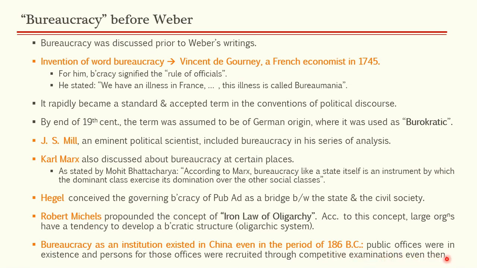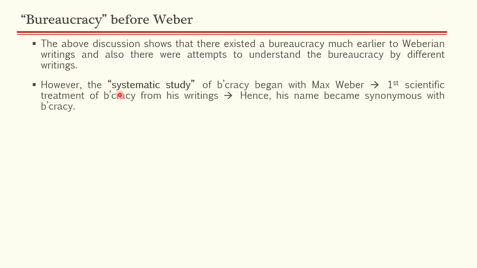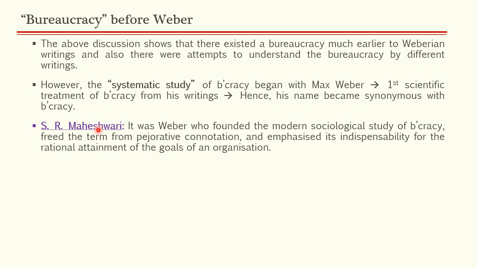It is not Max Weber that came up with the word bureaucracy. Max Weber just studied the term bureaucracy in a very detailed and very deep manner, and this is what gave Max Weber his association with bureaucracy. So the above discussion shows that there existed a bureaucracy much earlier to Weberian writings, and also there were attempts to understand the bureaucracy by different writings. So Weber was not the first person to analyze bureaucracy. However, the systematic study of bureaucracy began with Max Weber. First scientific treatment of bureaucracy came from his writings. Hence, his name became more synonymous with bureaucracy because he gave us a systematic study of bureaucracy.